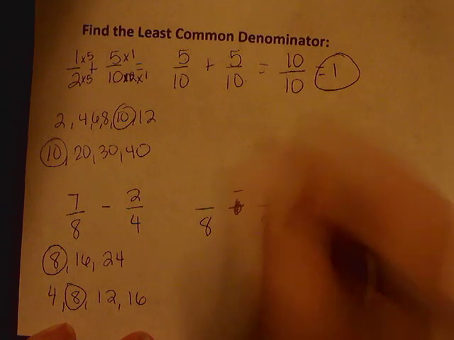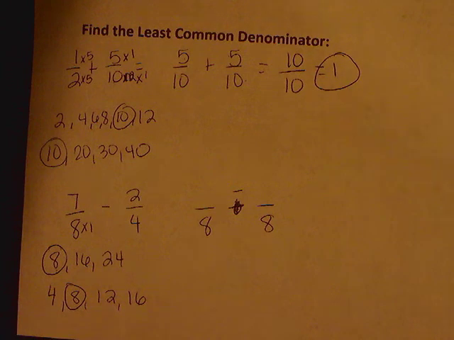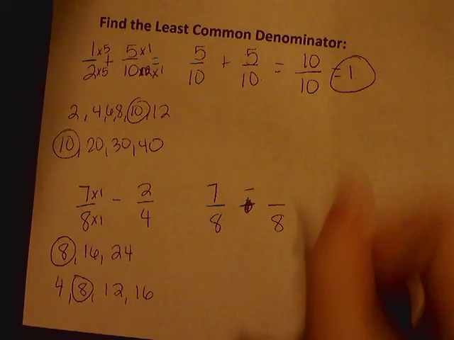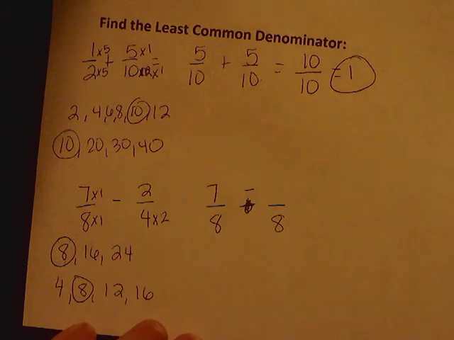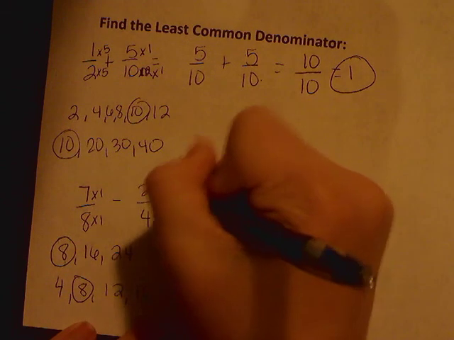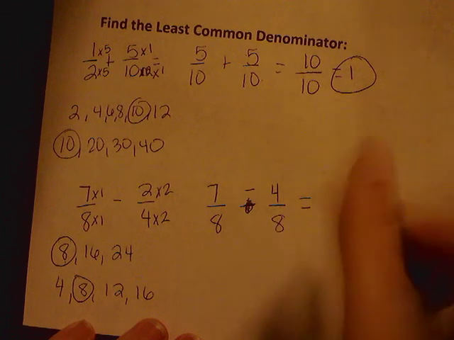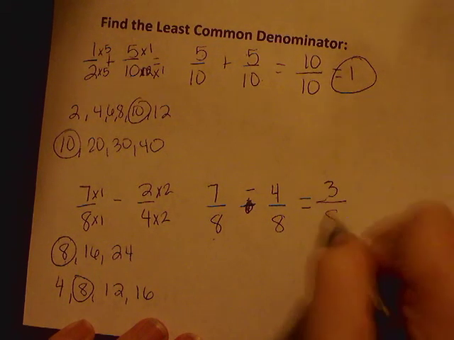And we're subtracting, not adding. So to get to 8, I multiply times 1. So that means what I do to the bottom, I have to do to the top. So 7 times 1 equals 7. So I multiply 4 times 2 to get to 8. So what I did to the bottom, I have to do to the top. So 2 times 2 is 4. So 7 minus 4 is 3. And then I write the same denominator, so 3/8.